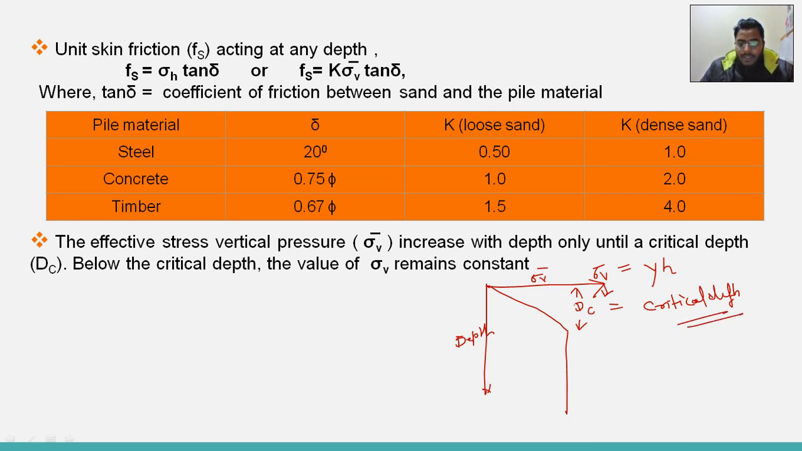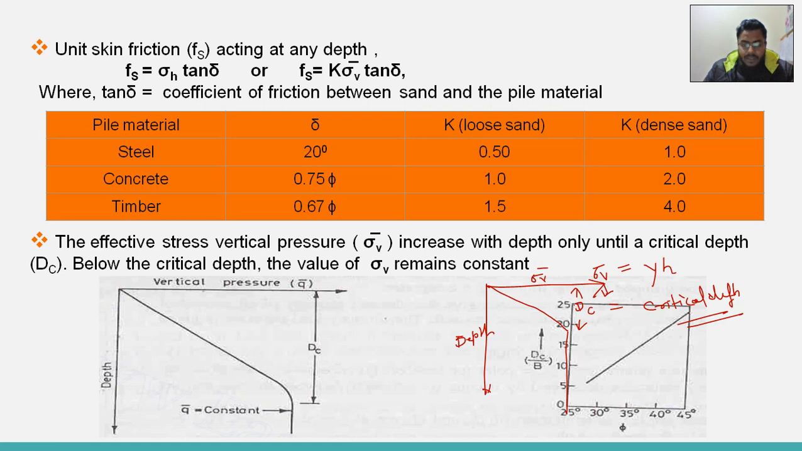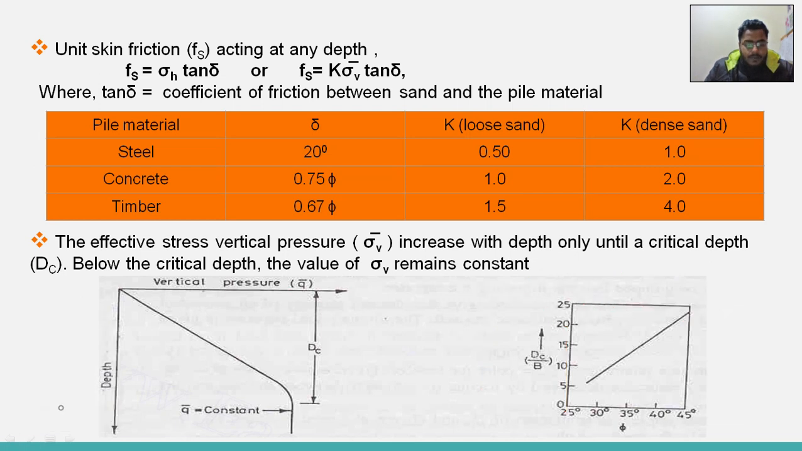And this critical depth is changing with the phi. Okay, so in this figure also, you can see here, up to the Dc height, this sigma v is increasing, but beyond the Dc height, this is constant. Okay. And this ratio of Dc by B depends upon the phi value. So once the phi value increases, this ratio will also increase.